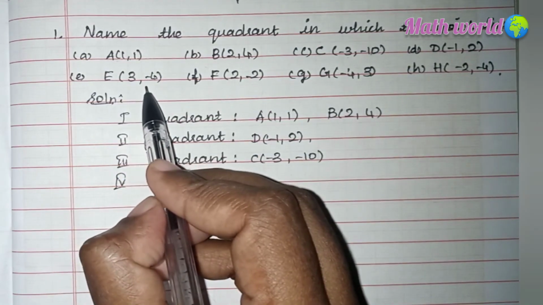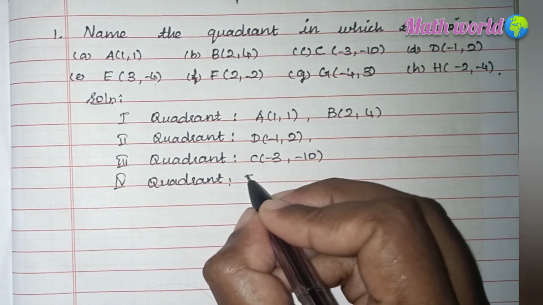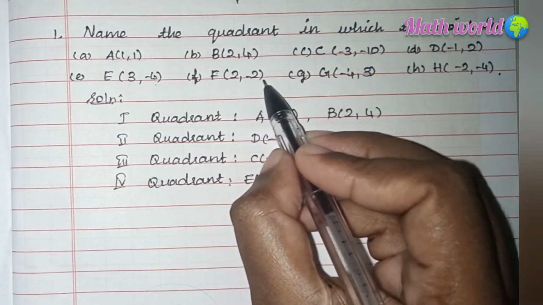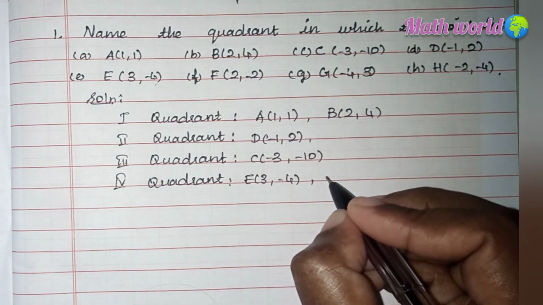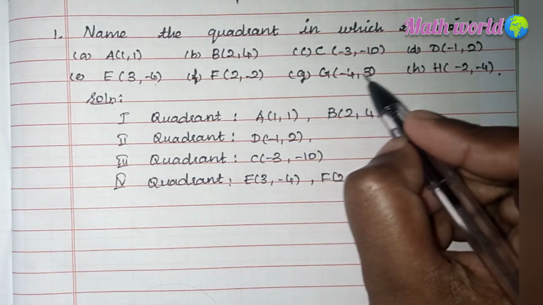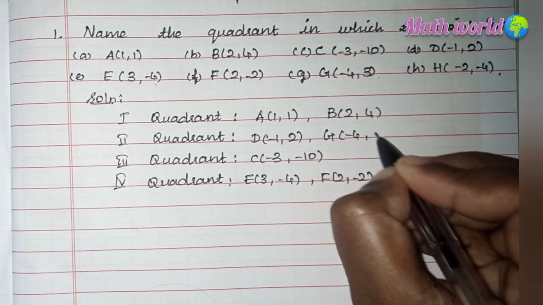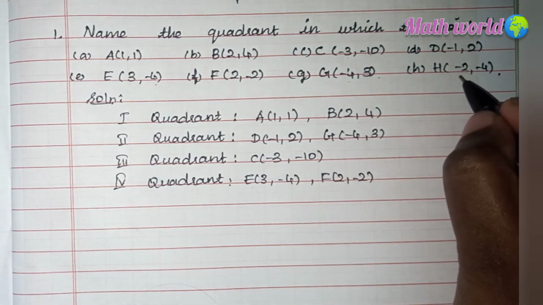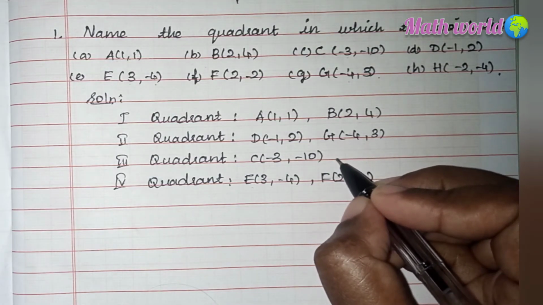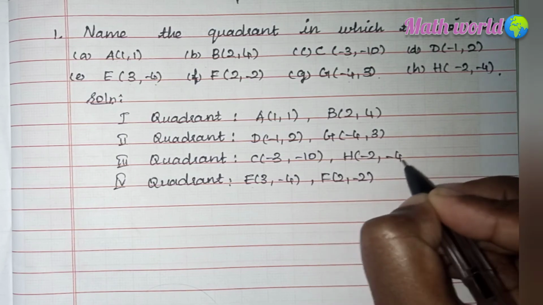E of 3 comma minus 4 is positive and negative, so it is the fourth quadrant. Then F of 2 comma minus 2 is also in the fourth quadrant. Then G of minus 4 comma 3 is in the second quadrant. Then H of minus 2 comma minus 4, both negative, so it is the third quadrant.